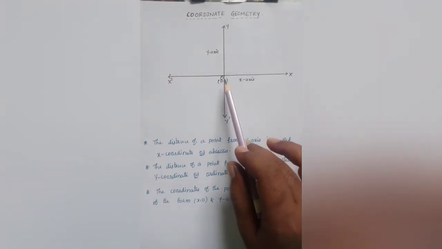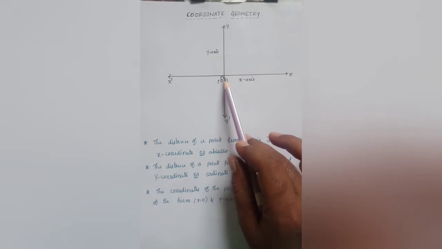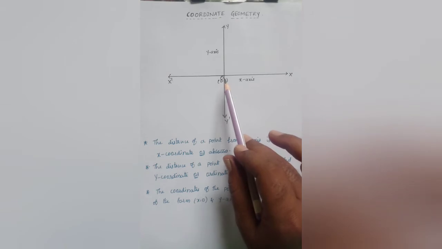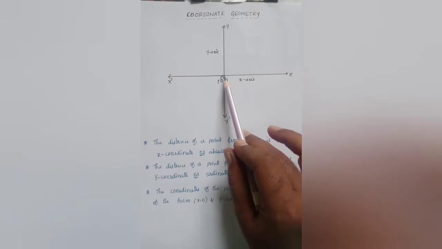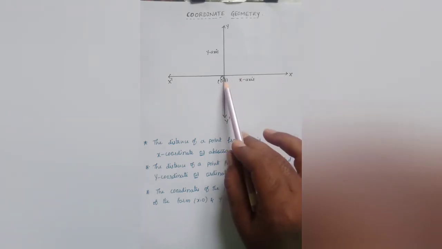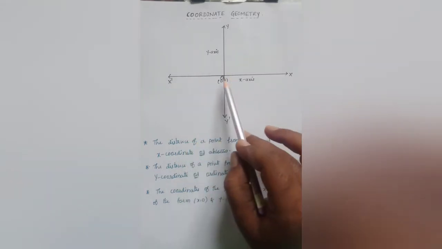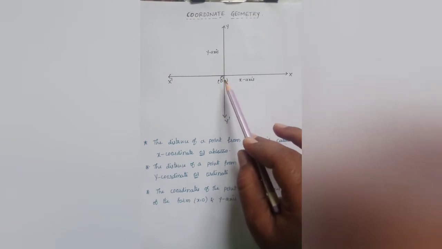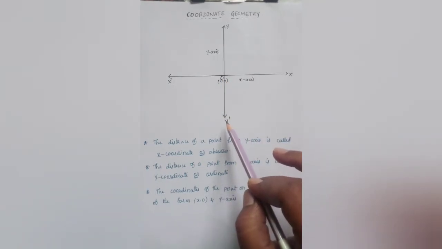Here, this is the origin. The x-axis and y-axis intersect at a point, that is nothing but the origin. The coordinates of the origin will be 0, 0. Both x and y coordinates will be 0. From this 0 to the right side is the positive x-axis, 0 to the left side is the negative x-axis, 0 to the upside is the positive y-axis, and 0 to the downside is the negative y-axis.